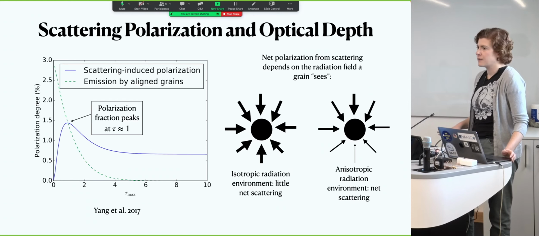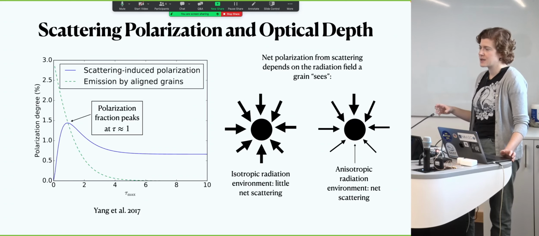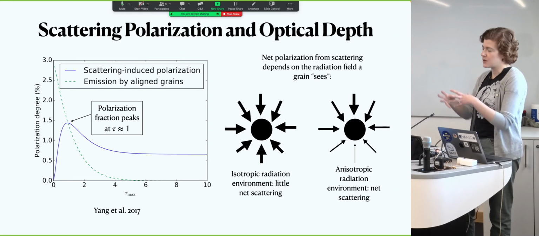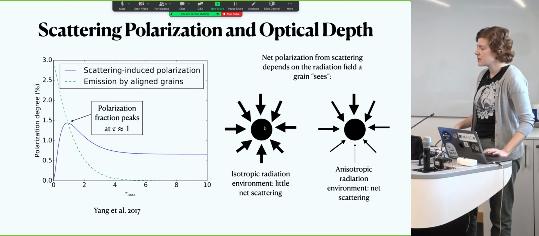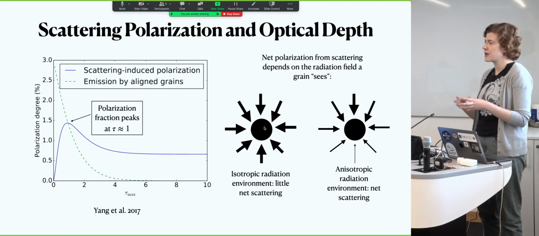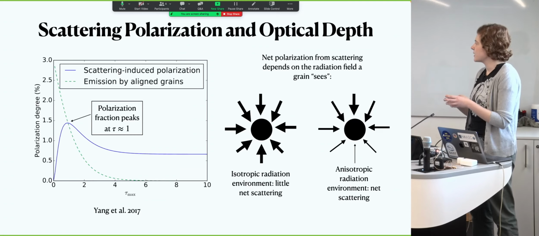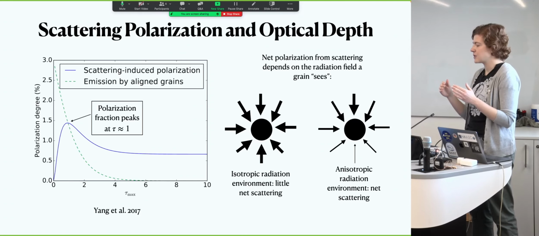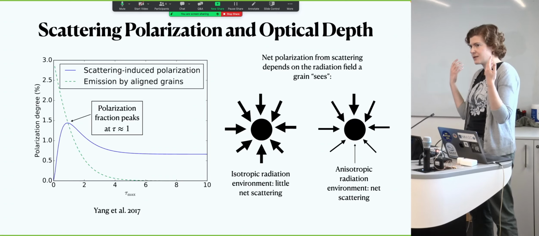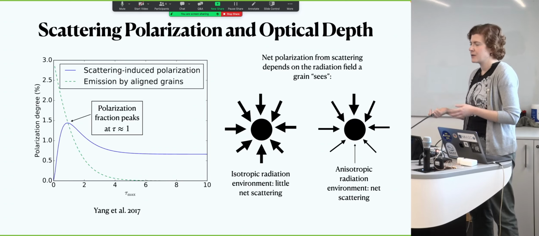So the outcome of what you're going to see in a disk from scattering polarization is affected by optical depth. And that's because optical depth affects what a grain sees, what its incoming radiation environment is. So you can imagine that if you had a dust grain embedded in a very optically thick environment, it's going to see a mostly isotropic radiation field coming in towards it. It's going to scatter light isotropically, and you're going to observe very little net polarization from scattering.